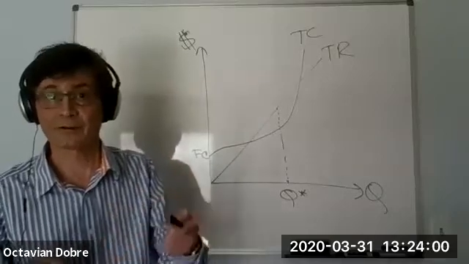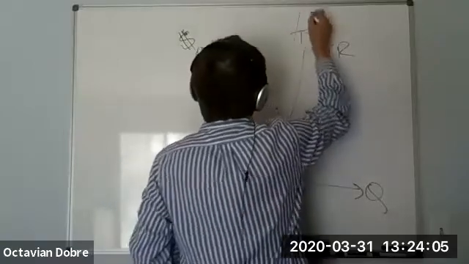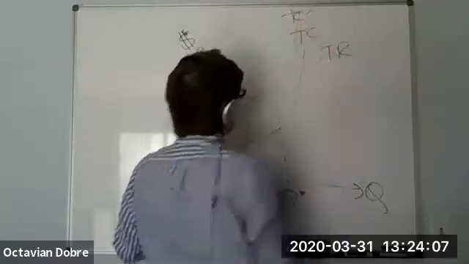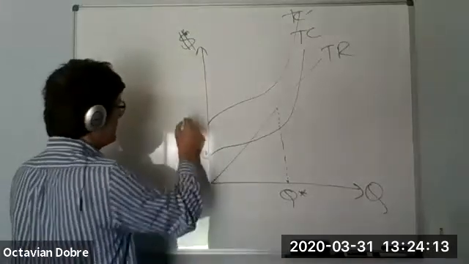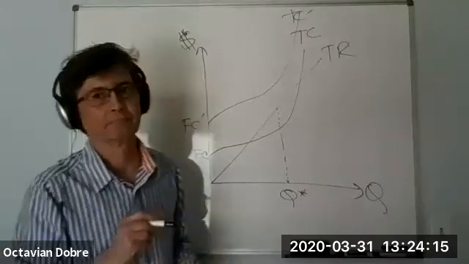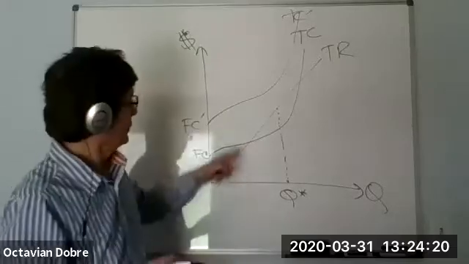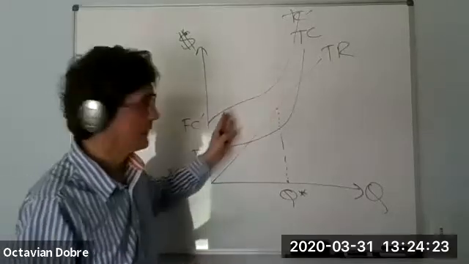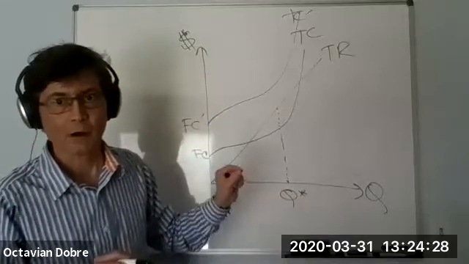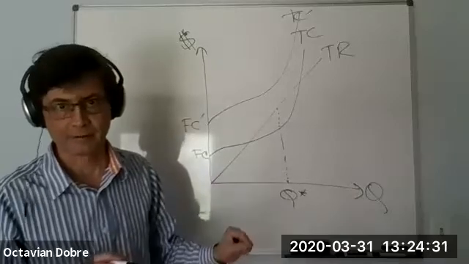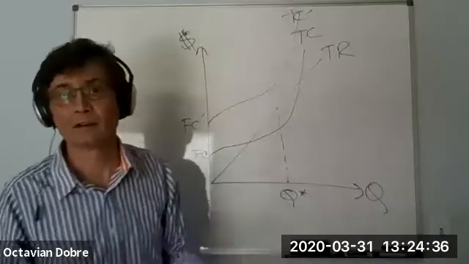Let me change the fixed cost. I increased it from FC to FC prime. It was $1,000 a month, now it's $2,000 a month. Looking at the graph, there is no output where this firm could possibly ever make a profit. They're going to lose money no matter what, because the total cost curve is above the total revenue curve.